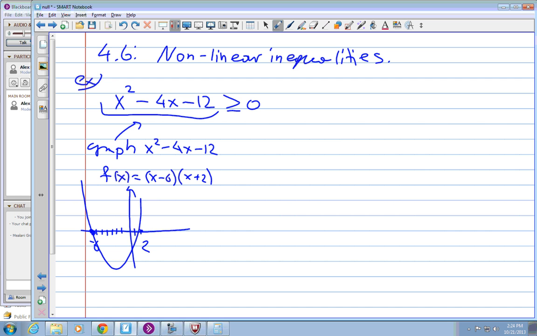I'm just roughly sketching this function. I don't have to be anywhere near precision, right? It's a parabola that opens up. Those are the x-intercepts. So can you tell me for which values of x the graph of this function stays above the x-axis? What does x have to be in order for the graph to be above the x-axis? So from -infinity to -6, right? Including -6 because of the equal part.